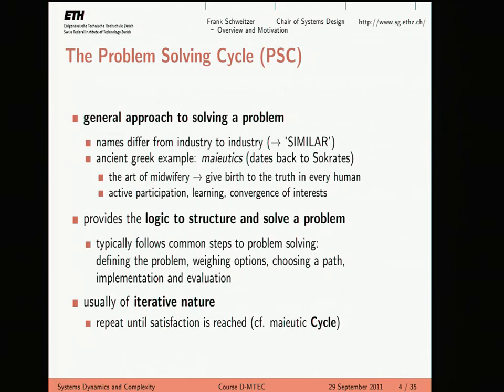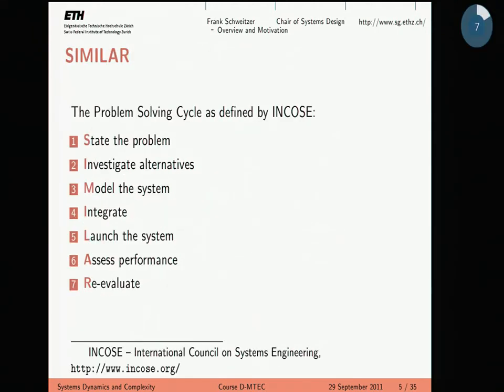Counterintuitively, though, there is still room for creativity, and we'll see this. So you may think that the rigid procedure you should think in this way would limit your creativity, but in fact, this is not the case. And not usually, but always, unless the problem is very simple, it's iterative in nature.